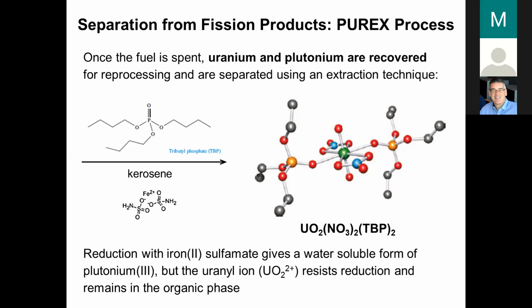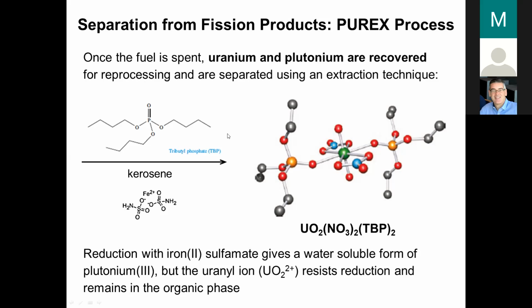So as the name extraction process already indicates, this is a two-phase extraction between an aqueous phase and an organic phase, where the aqueous phase is, I don't know the precise concentration in these processes, but I would say moderately concentrated nitric acid, which is used to first dissolve the typically uranium and plutonium oxide pellets that are used in the nuclear reactor as a fuel into uranium oxide nitrates and plutonium oxide nitrates. These are then dissolved in the aqueous phase.